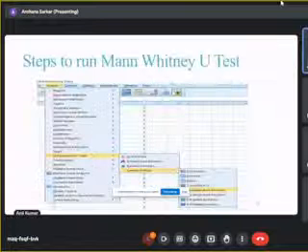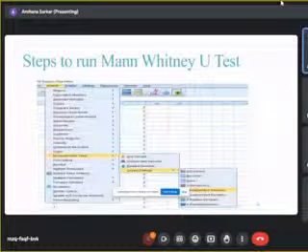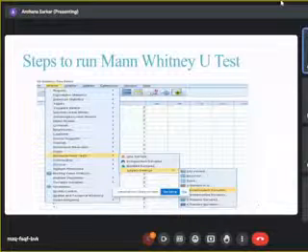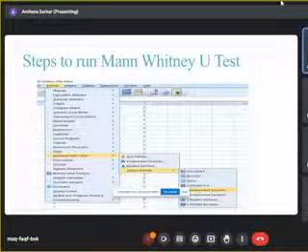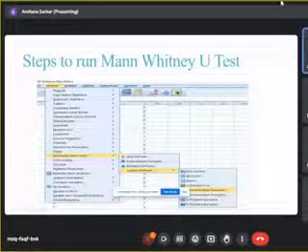So how can you run the Mann-Whitney U test? For that, you have to go to the Analyze tab. Under the Analyze tab, you can see the non-parametric tests. Under it, we have Legacy Dialogs. Under it, we have Independent Samples. Again, we'll understand this example with the help of SPSS.